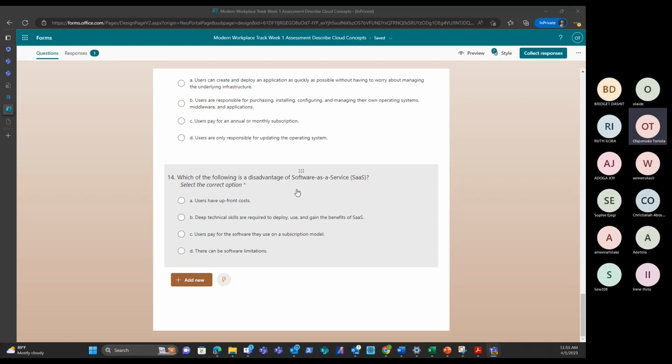So which of the following is the disadvantage of software as a service? There can be software limitation is the answer, yes. But users pay for the software they use on a subscription model, which is cool. Deep technical skill required to deploy and use is actually not true, because you do not require it. Users have upfront costs? Yes, they have upfront costs, and then they pay on subscription, but there can be software limitations. You might not be able to meet everything you need.